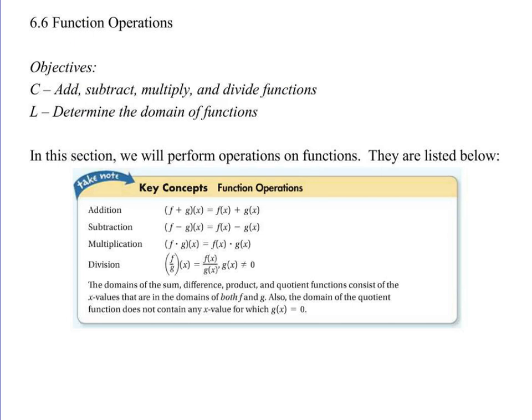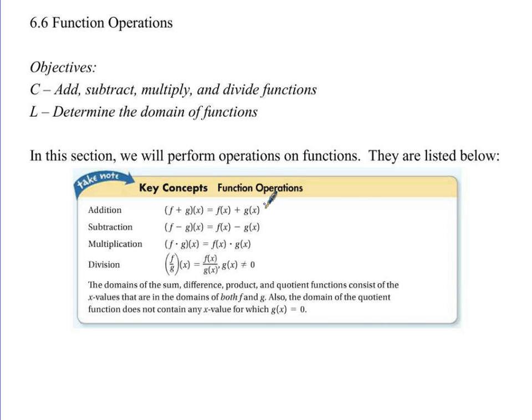Section 6 is called function operations. It's basically working with two different functions with your normal operations of addition, subtraction, multiplication, and division. We've already done all of those before, this year even. So this first part of the section should be hopefully fairly easy for you. Your function operations are listed in this table right here.